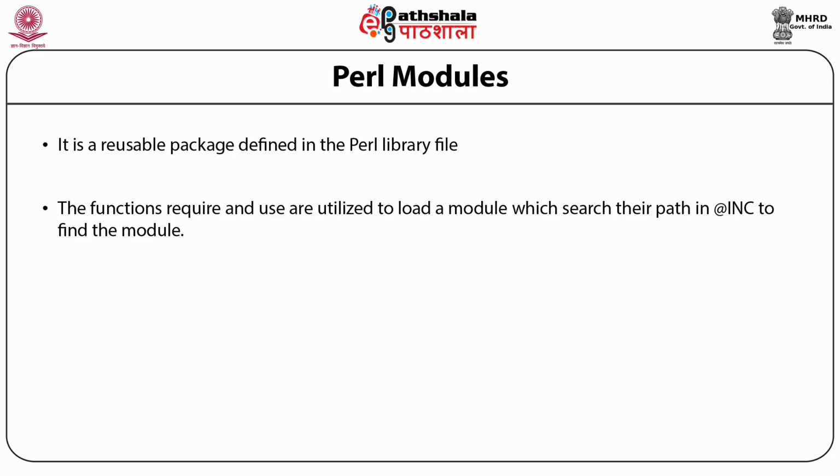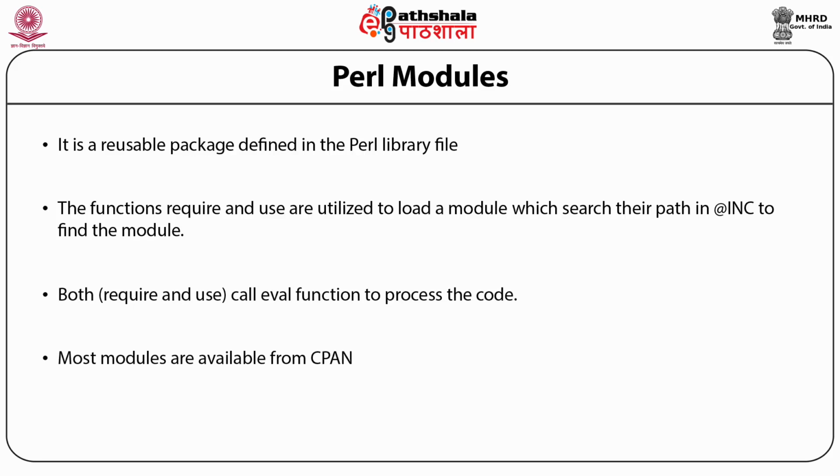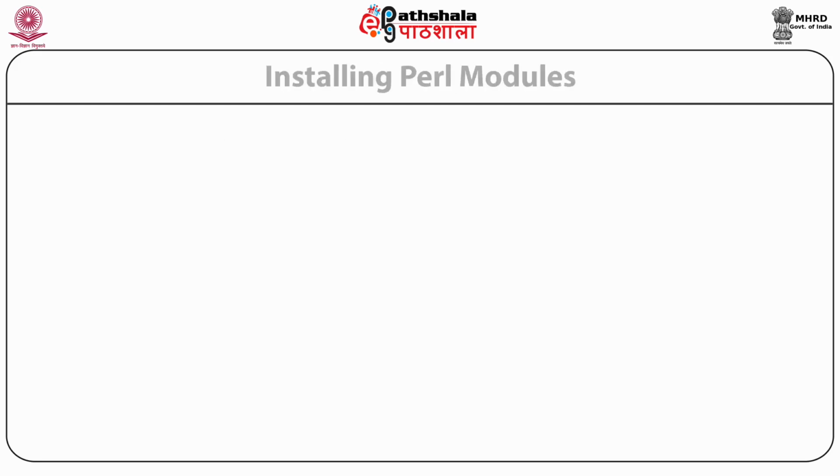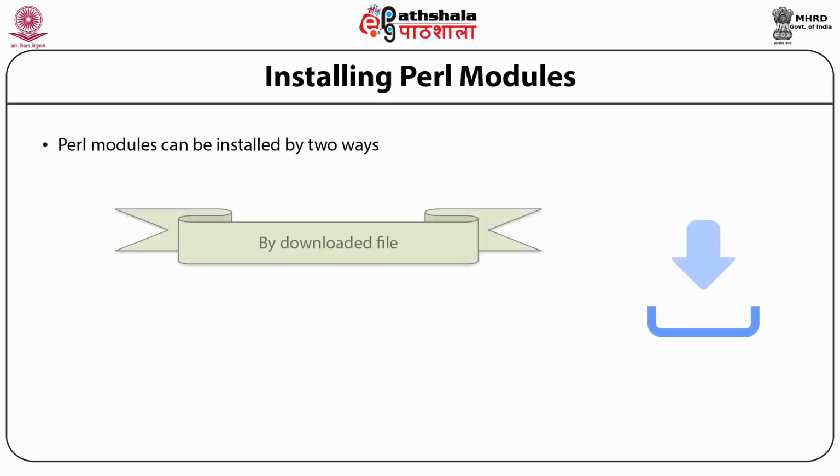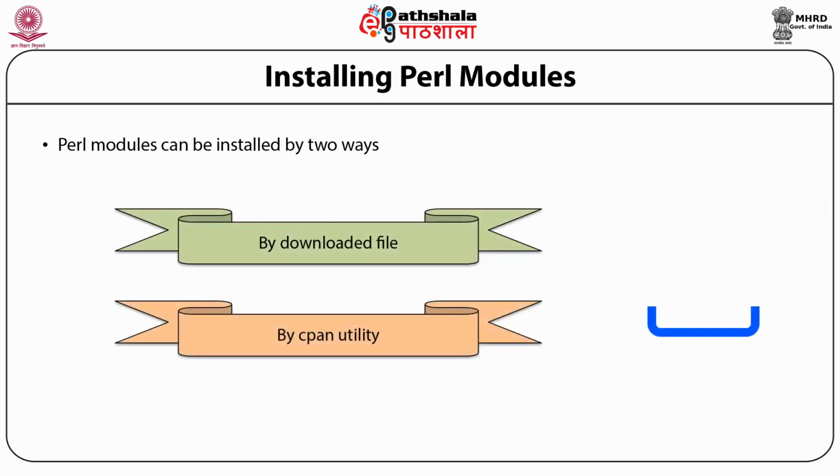To load the modules, both require and use function calls call the eval function of the Perl library to process the code. Most of the Perl packages are available at CPAN, which stands for Comprehensive Perl Archive Network. Perl modules can be installed in two ways. First, by a downloaded file, or second, by the CPAN utility.